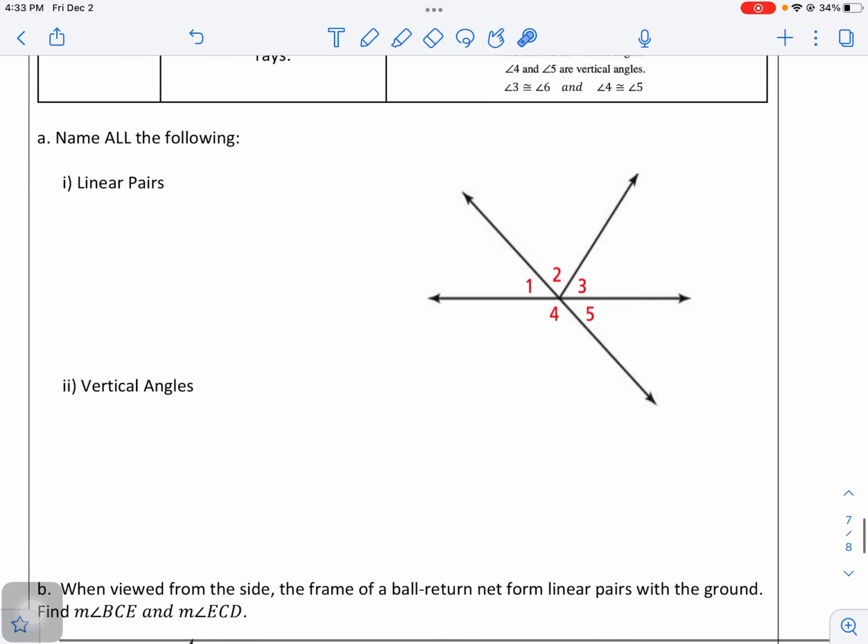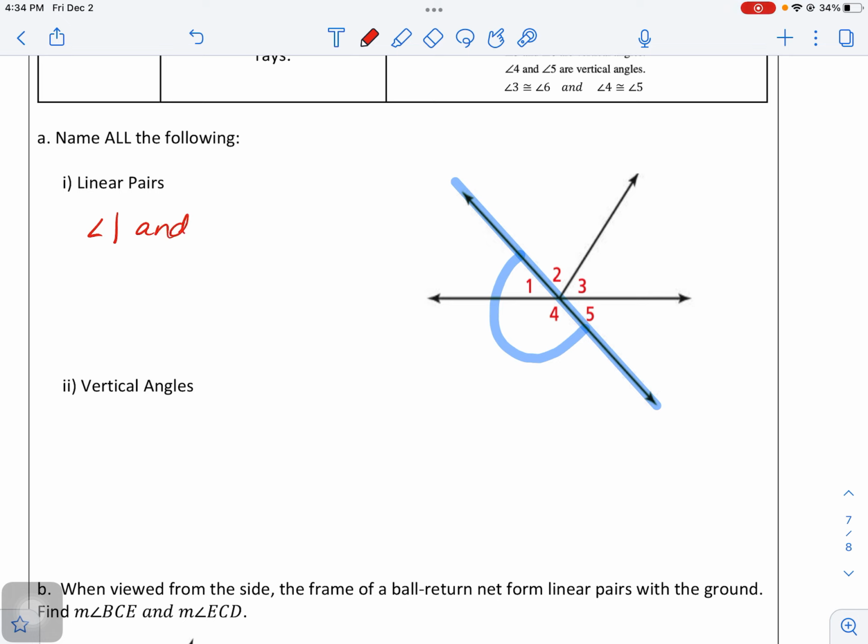So let's get down here, and it says name all the following, all the linear pairs. So linear pairs are two angles that add to be 180 degrees, and they have to be next to each other. So here's my straight line, and I can see here are two angles that add to be 180 degrees. So angle 1 and angle 4 are a linear pair. Always look for those straight lines because straight lines help me get linear pairs.